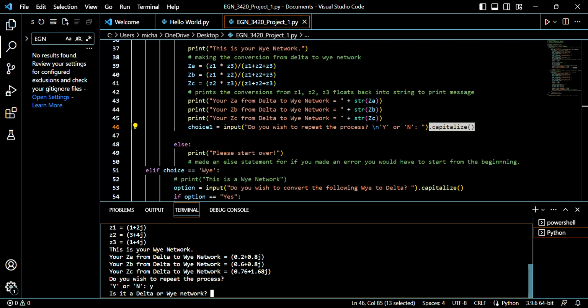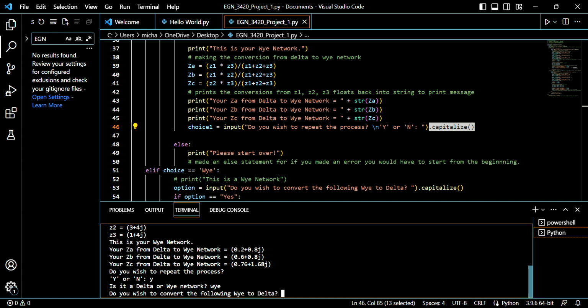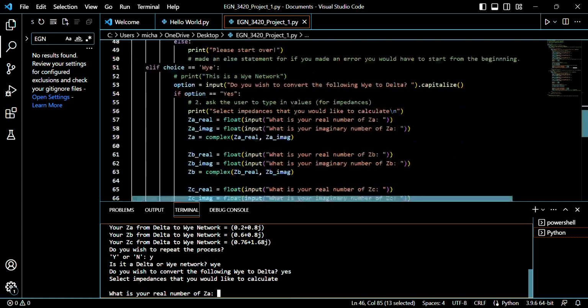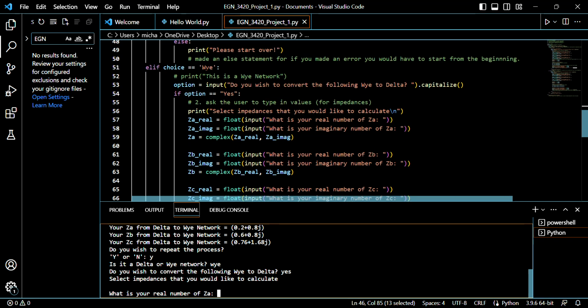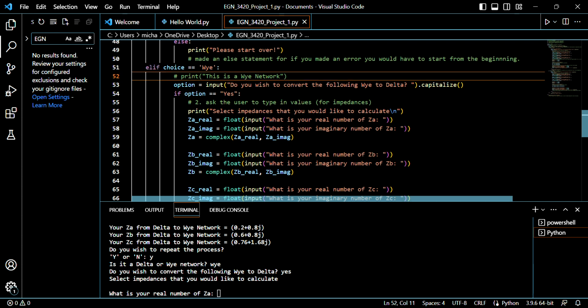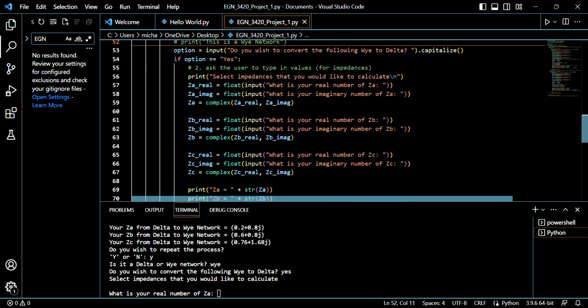And then it'll restart from the beginning again and determine whether it is a delta or Y. This time I'll do it as a Y network. And yes, I do want to convert it from Y to delta, which would be exactly the same thing. So instead of the if choice is delta, now the else if is a little bit different. And instead of else if, as in the C language, it is elif, but then I'll do the choice Y, and it's basically the same thing.